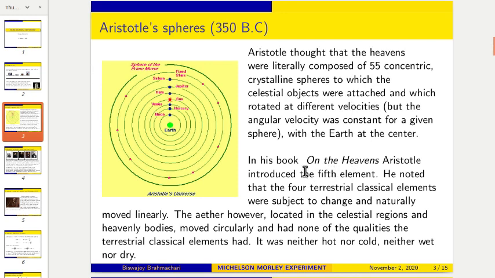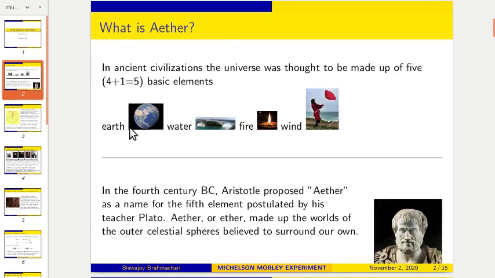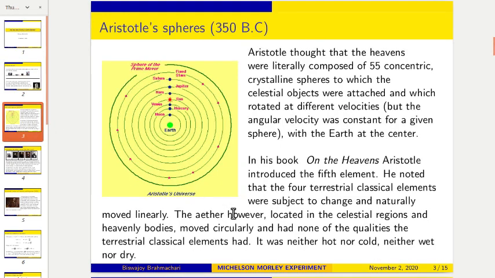Aristotle's book on the heavens was written in 350 BC. Aristotle thought about the ether: ether was located in the celestial regions, and heavenly bodies moved circularly. Ether moved circularly. So there was a difference between the circular movement of ether and the linear movement of earth, water, fire, wind.